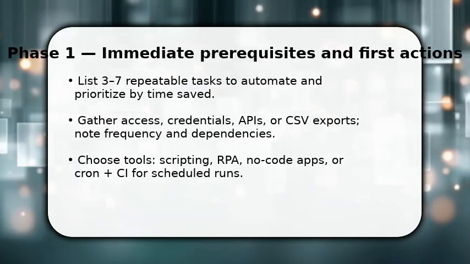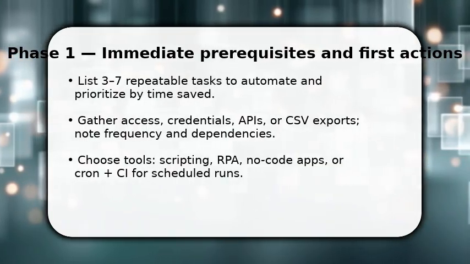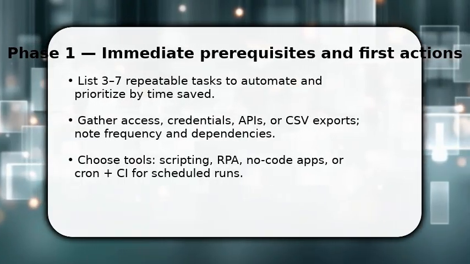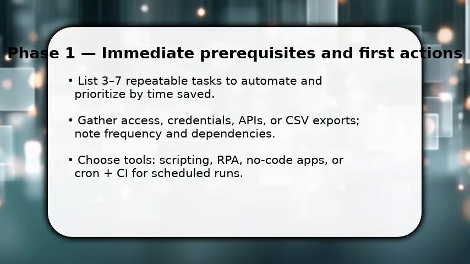You begin by narrowing scope. Pick 7 repeatable tasks that cost the most time and prioritize by minutes saved per week. Next, confirm access, APIs, credentials, CSV exports, and document dependencies so you don't hit surprises.